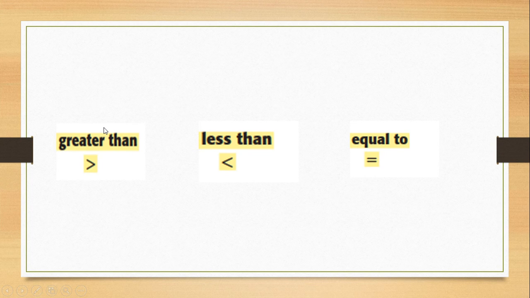First of all, we need to know these symbols. The first one is like the mouth of a fish. When it looks to the left, it's called greater than. But when the mouth of the fish looks to the right, it's called less than. And this one is called equal to. So we have 3 symbols. Don't forget, this is so important.